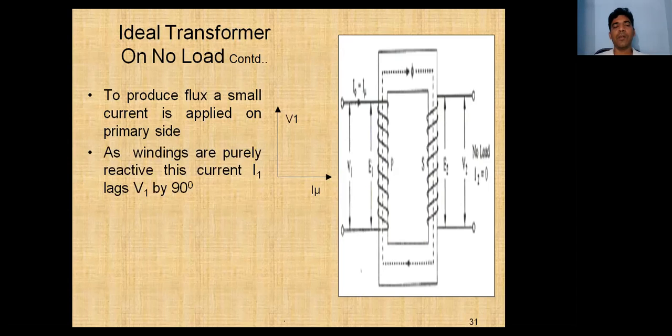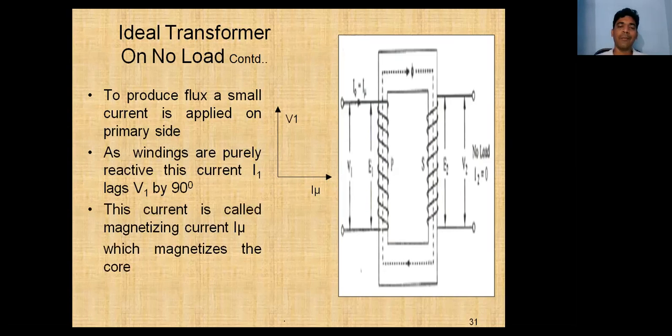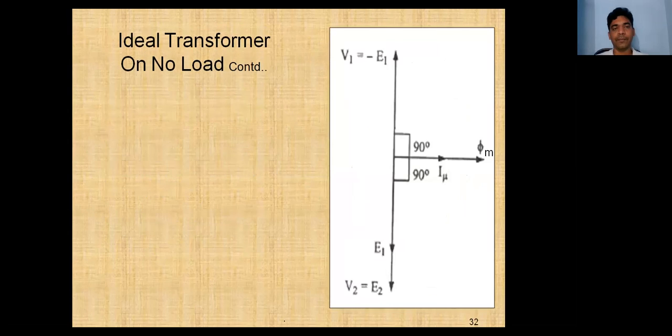As windings are purely reactive, the current I1 lags the V1 by 90 degrees. This is the V1, this is the current, which lags. The current is called a magnetizing current, which magnetizes the core. Ideal transformer on no load. So when we apply the V1, the current lags the V1 by 90 degrees and the flux follows the current, that is, the I naught, the I mu.